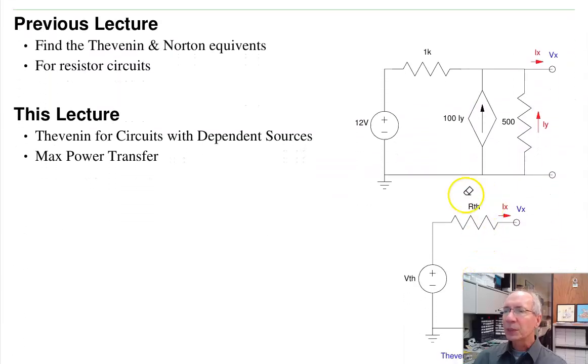In the previous lecture, we looked at how to take a circuit and convert it to a Thevenin equivalent or Norton equivalent. In this lecture, we're going to look at finding the Thevenin equivalent when you have a dependent source, and find the load that maximizes the power to the load.